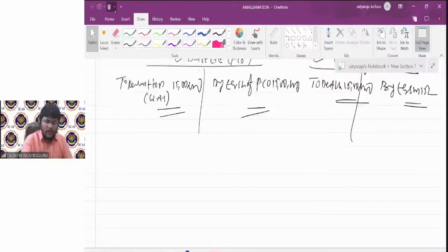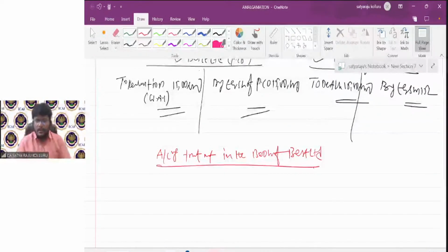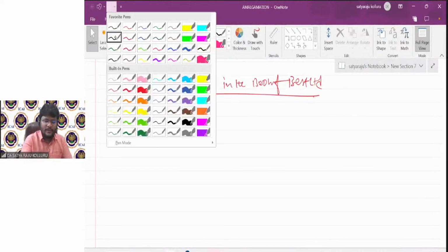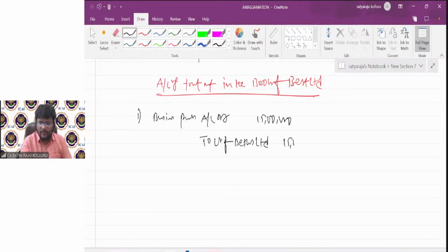I'm proceeding to accounting treatment in the books of purchasing company. That is accounting treatment in the books of Best Limited. Now, what is the first and foremost entry, sir? Business purchase entry. Business purchase account debit, to liquidator of Better Limited. At which price are you purchasing? For 15 lakhs you are purchasing the business.